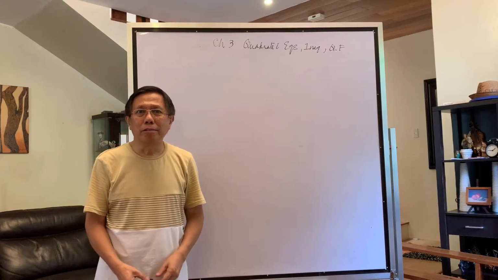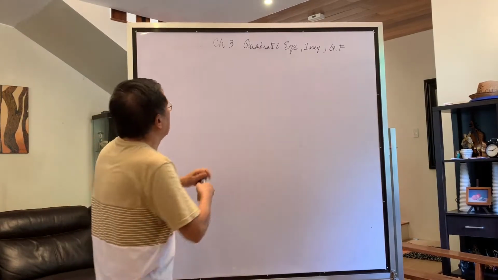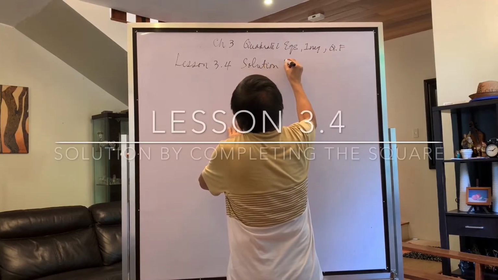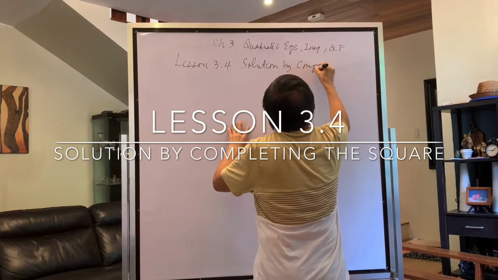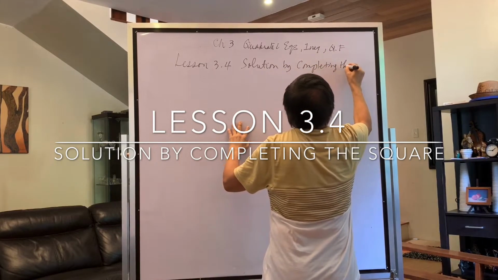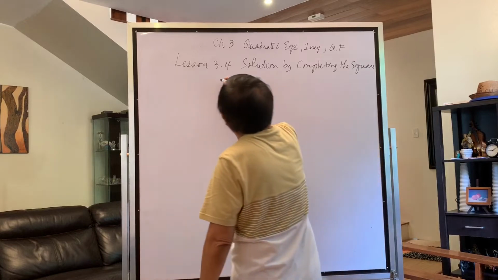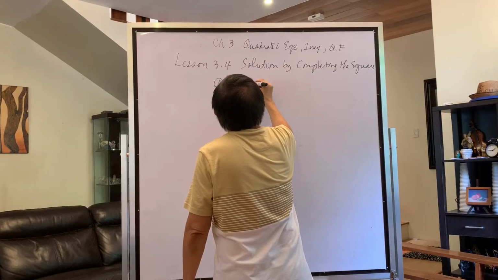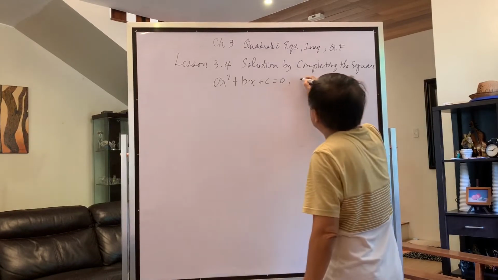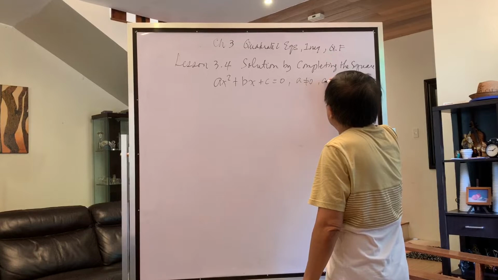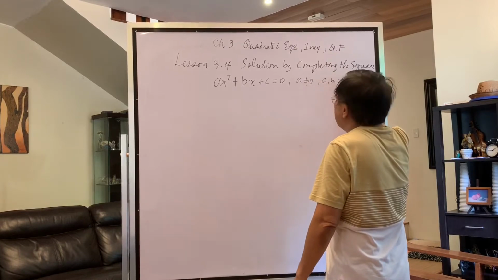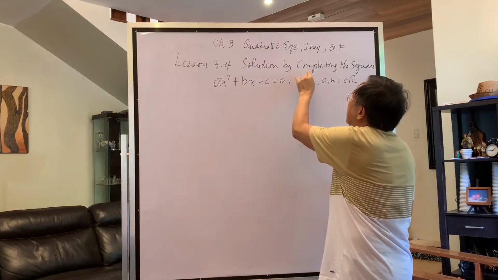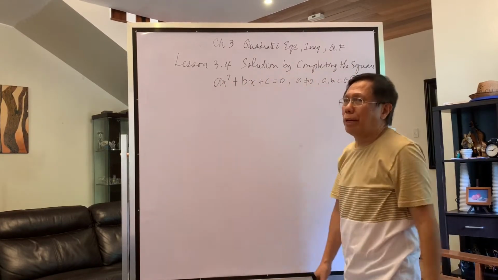Let's now proceed to lesson 3.4. Lesson 3.4 is solution by completing the square. If we are given this quadratic equation, ax squared plus bx plus c equals 0, a not equal to 0, and a, b, c is any element real, we can solve the solution set of this equation by employing the method we call completing the square.